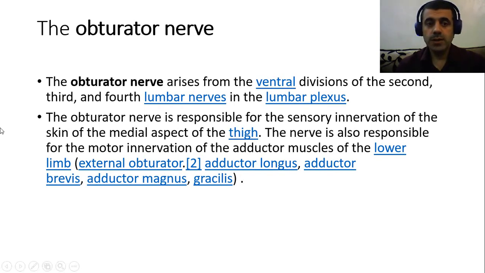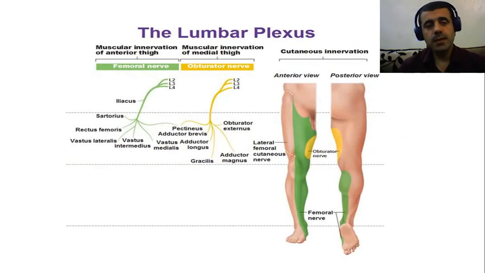The obturator nerve is responsible for the sensory innervation of the skin of the medial aspect of the thigh, as it was shown in the figure previously. The nerve is also responsible for the motor innervation of the adductor muscles of the lower limb. So these are external obturator, adductor longus, adductor brevis, adductor magnus, and gracilis muscle. So come back, we said the yellow part is the obturator nerve.